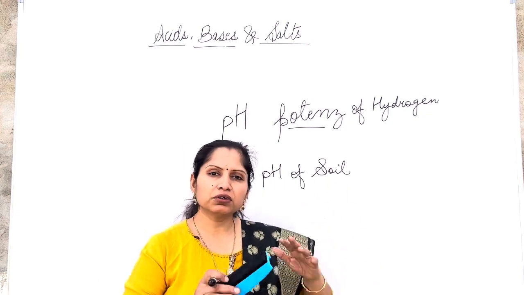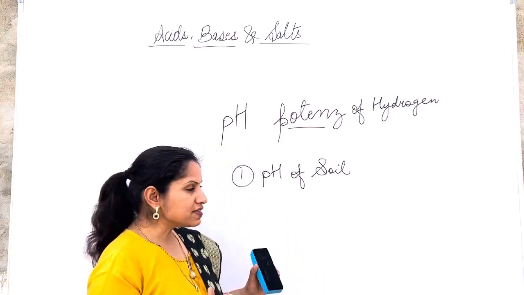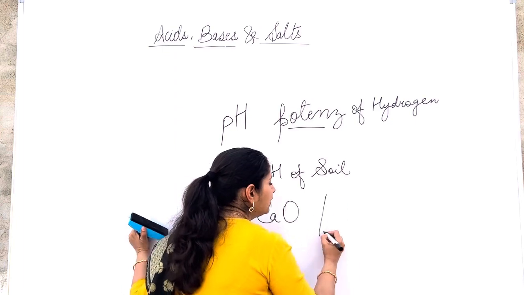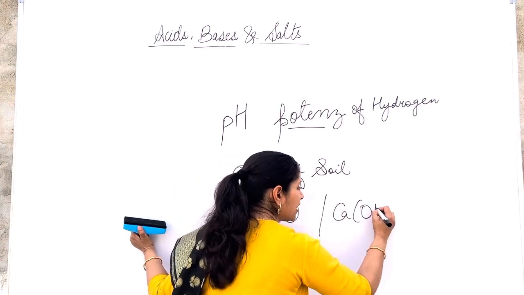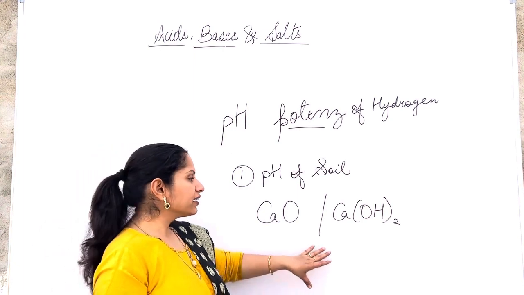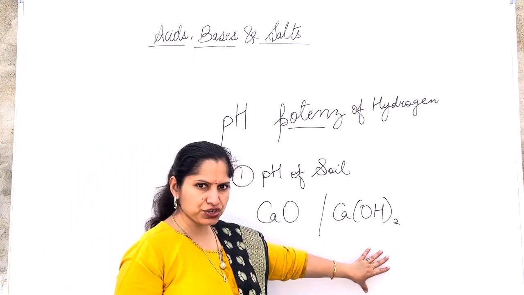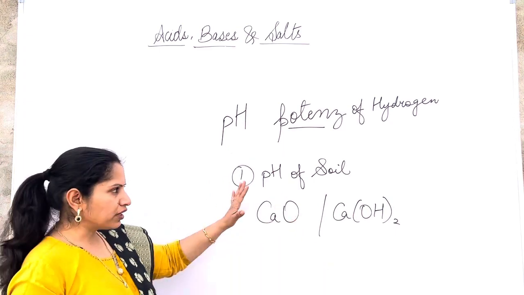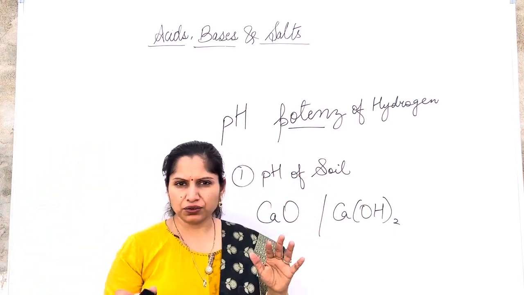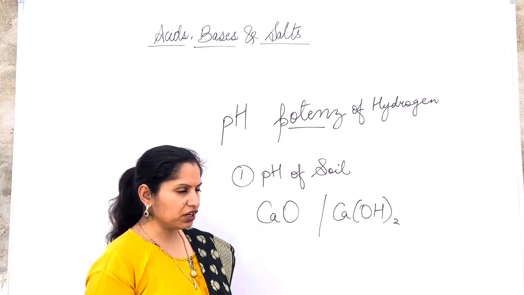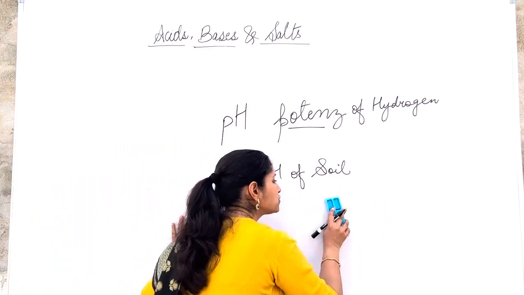And to manage that, farmers usually add calcium oxide or calcium hydroxide to the soil. Calcium oxide or calcium hydroxide is added to the soil by the farmers to neutralize that pH, so that the soil is having a normal pH and the plants can grow very well. Okay, so that is about the pH of soil.